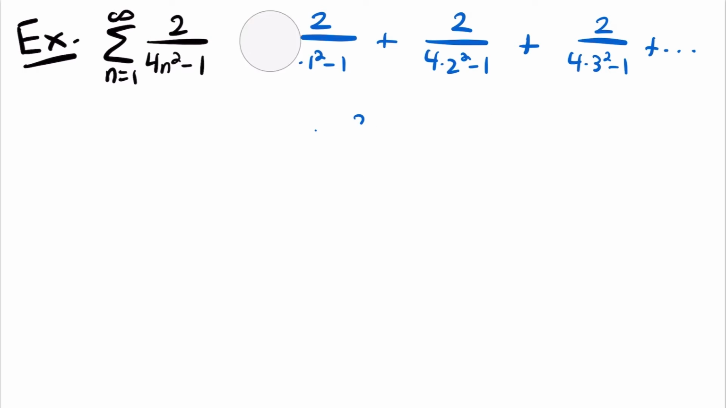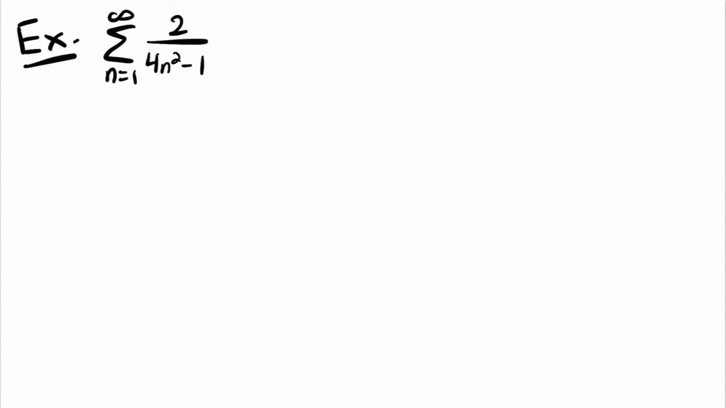And so let's do that. Let me show you what happens when we break up this rational expression. But first we need to fully factor that denominator. So we have 2 divided by 4 times n squared minus 1. What we have here is a difference of squares, right?